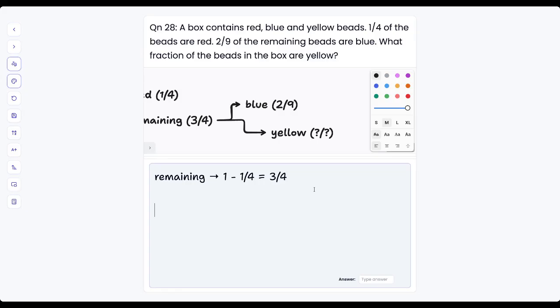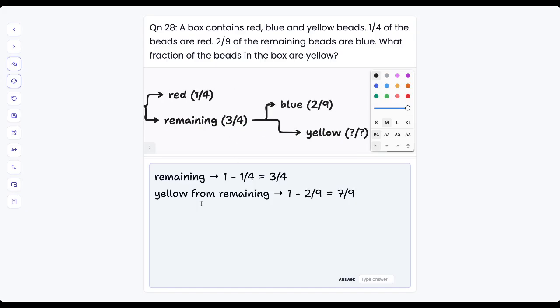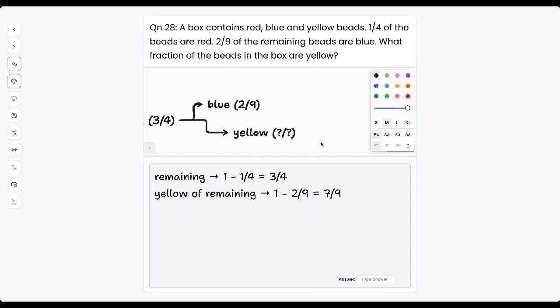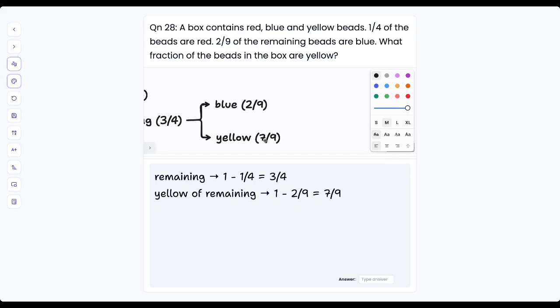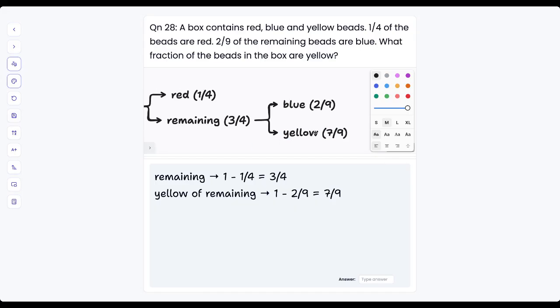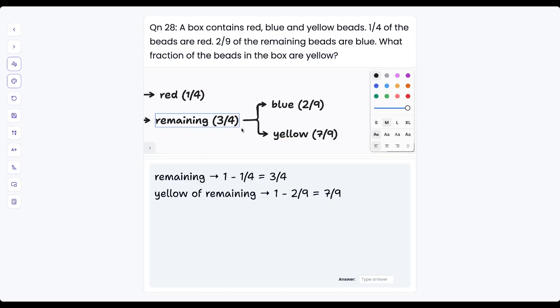So in this case, what is the yellow from the remaining? Which is basically 1 minus 2/9, equal to 7 out of 9. So yellow of the remaining is equal to 7 over 9. If you know the remainder concept that you can read in our blog, easy1.sg forward slash blog, then you should be familiar with this kind of question.